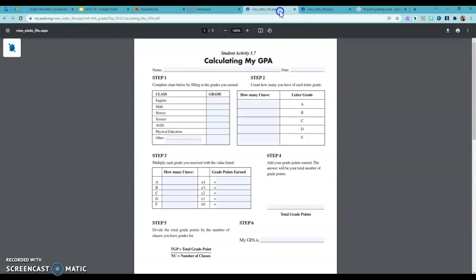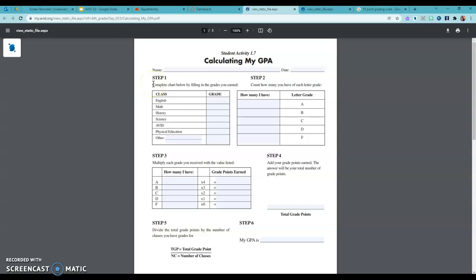Next is calculating your GPA. You do not have this paper, so I just want you to write it out: step 1, step 2, step 3, step 4, 5, and 6. For step 1, you're going to write out each of your classes. We don't have history, you have social studies, and you might not have physical education right now, so you can replace that with computer sciences or whatever and add what you need to.